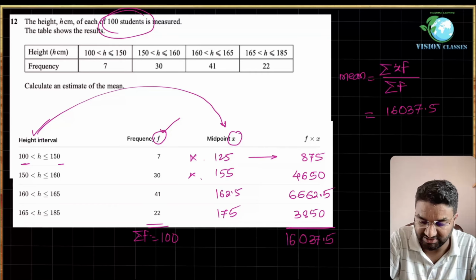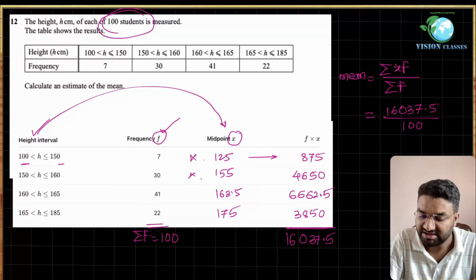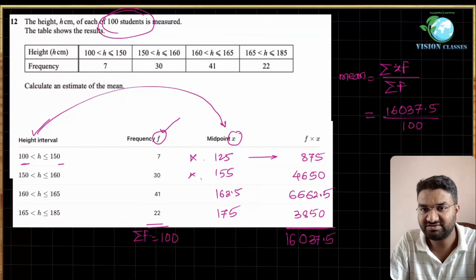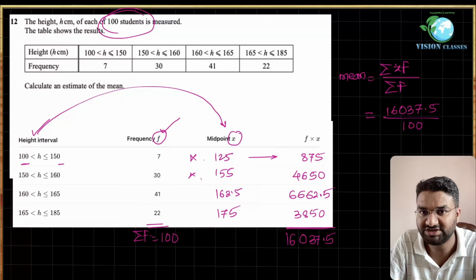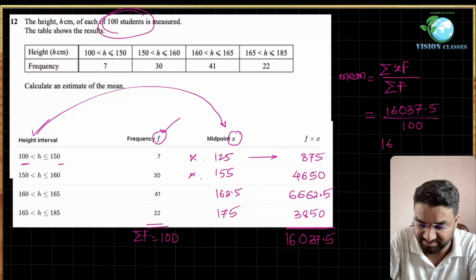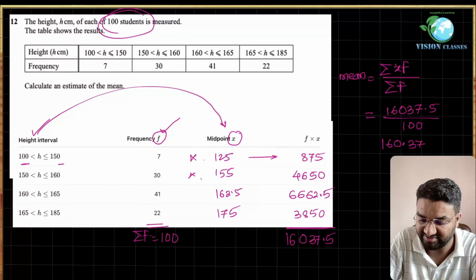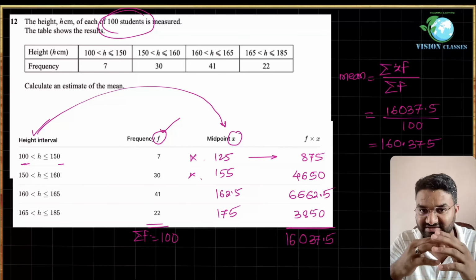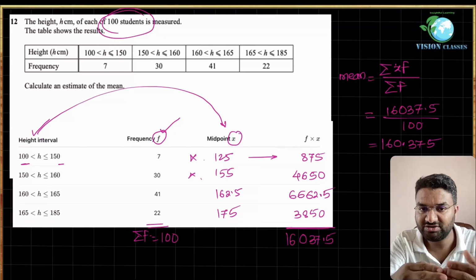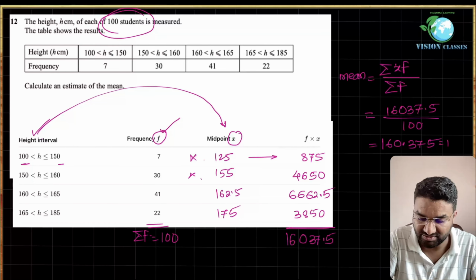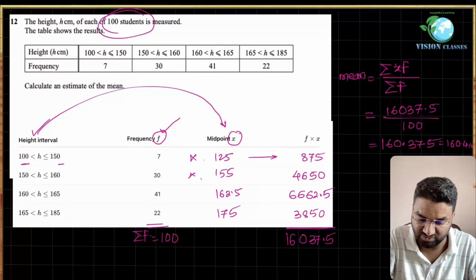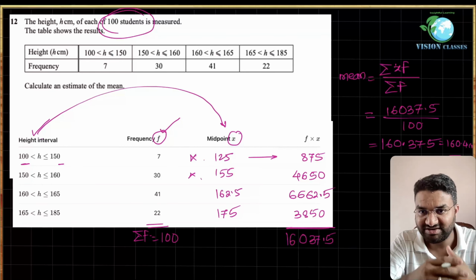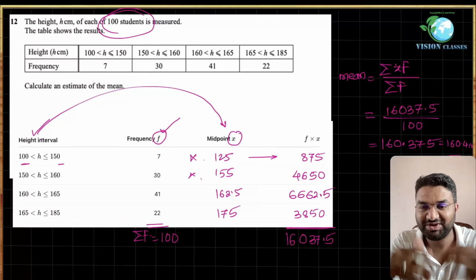Now if you substitute in our formula, 16,037.5 divided by 100, you just have to move the decimal point 2 places to the left, which is 160.375. That's it, that's the answer. You can even round it to 160.4 centimeters for the height. So these are the tips and tricks you must know to get an A star grade.